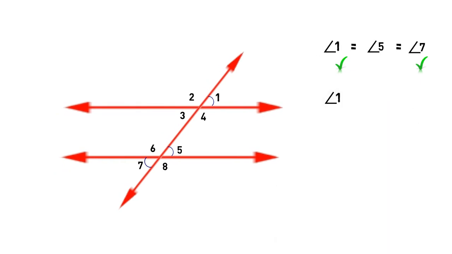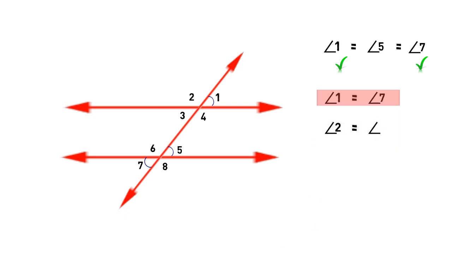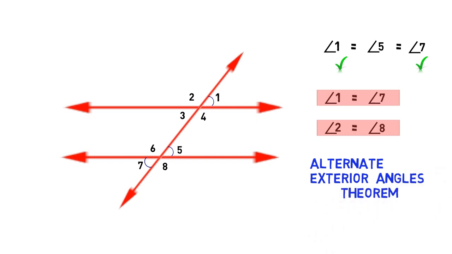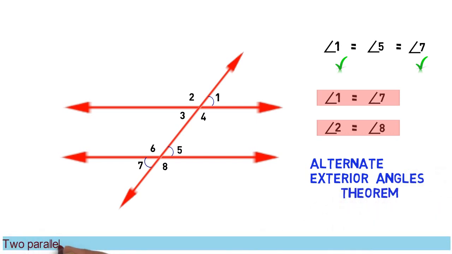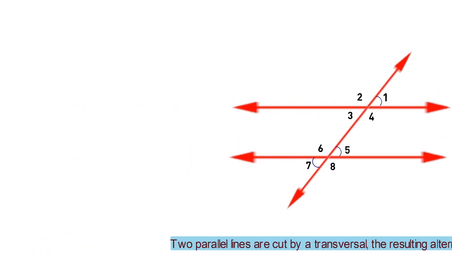My dear friends, hope you understood how we derived it in just one single line. Similarly, we can say that angle 2 is equal to angle 8. Now by theoretical definition, we can say that two parallel lines cut by a transversal, the resulting alternate exterior angles are always congruent.